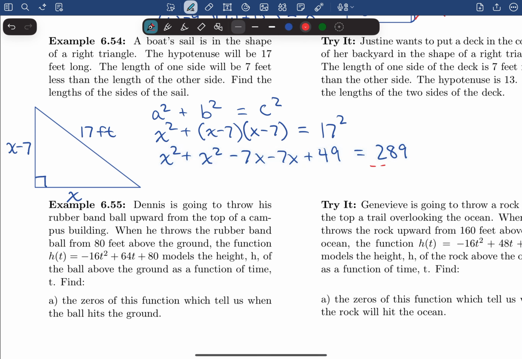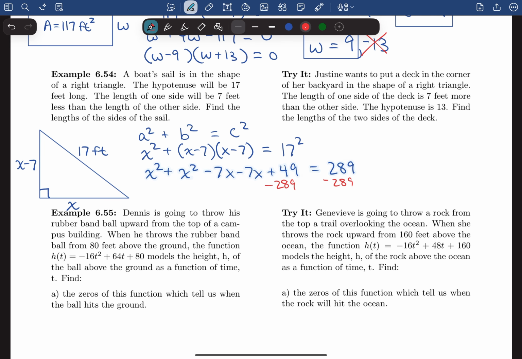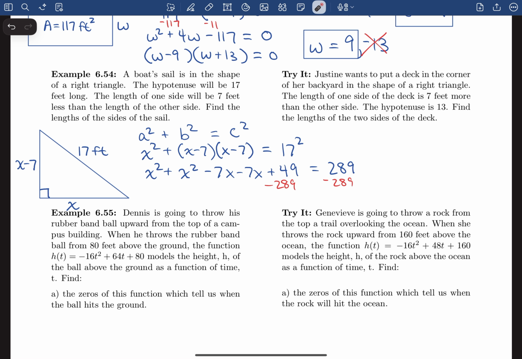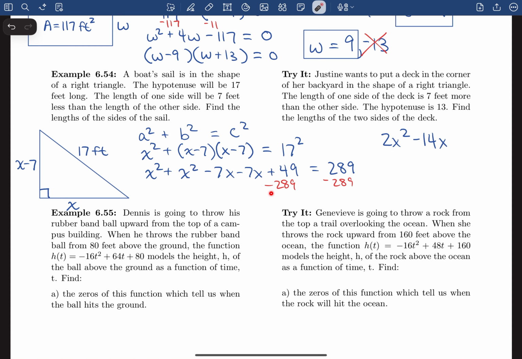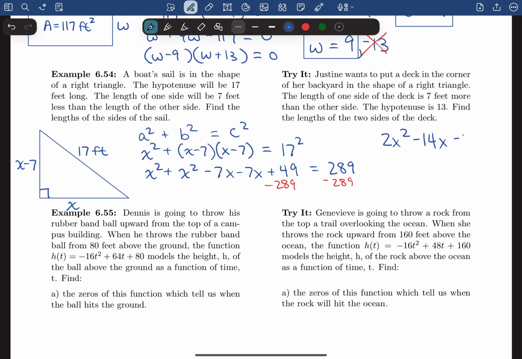Now I'm going to subtract 289 from the right to the left to set this thing equal to 0, because we want to try to solve with our factoring skills. And now let's write the result as cleanly as we can. I notice I've got x squared plus x squared, which is 2x squared. Then I have negative 7x minus 7x, which are like terms. That gives me negative 14x. And then 49 minus 289 gives me negative 240.